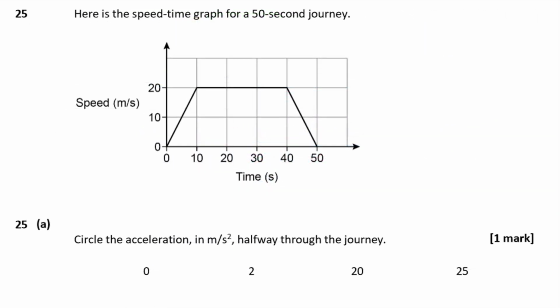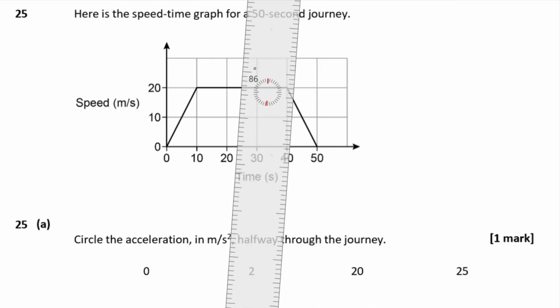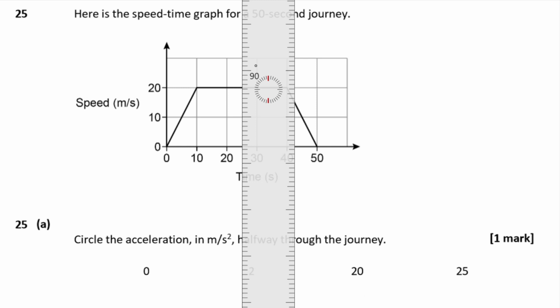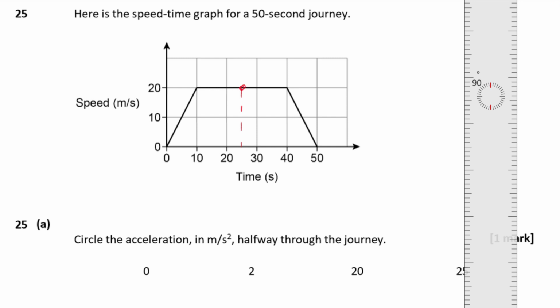Question 25. Here is a speed time graph for a 50-second journey. So we've got speed up the side there and time along the bottom. Circle the acceleration in meters per second halfway through the journey. Okay, what's halfway through the journey? 25 seconds in? So looking up from 25, we're talking about this point here in the journey, aren't we? Okay. So what is the acceleration there?